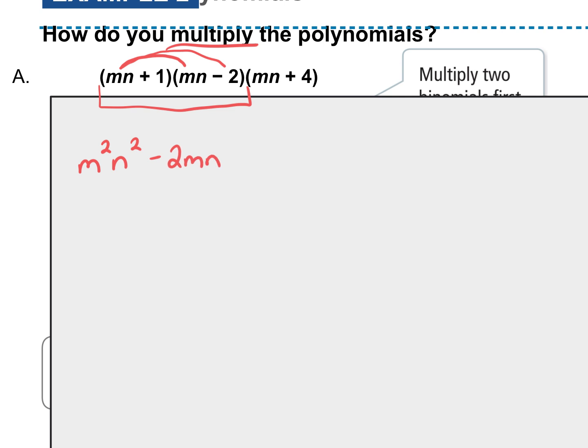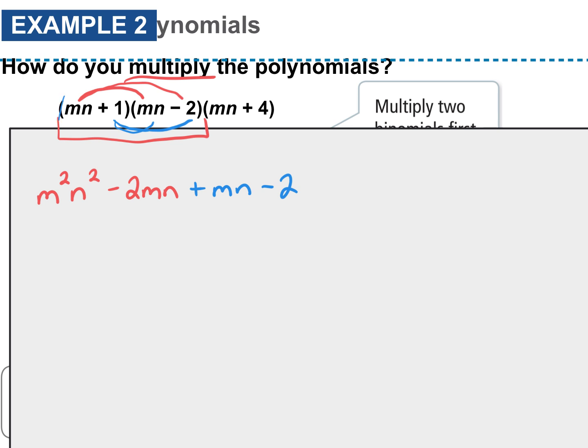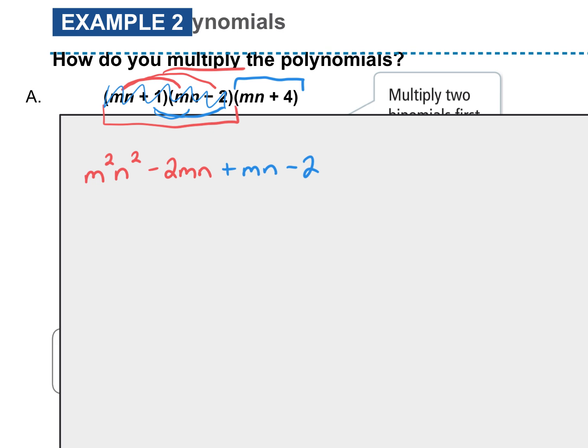Take the 1, right? 1 times mn is 1mn, or just mn. And then 1 times -2 is -2. Do you agree I'm done with these two right now? Yes. Well, what do I do with this one right here? You do the same thing.